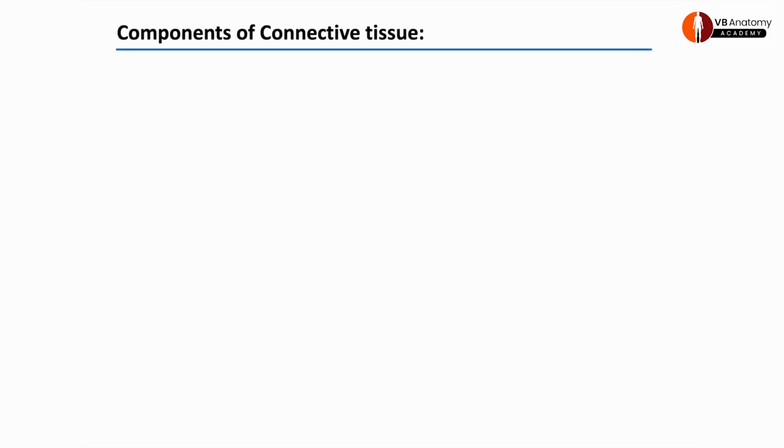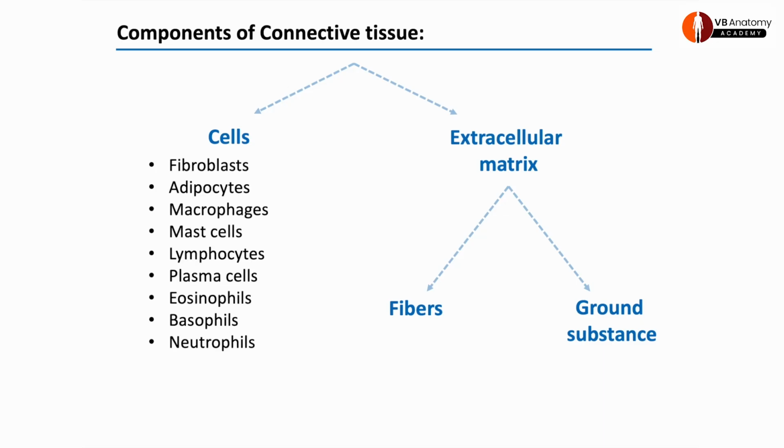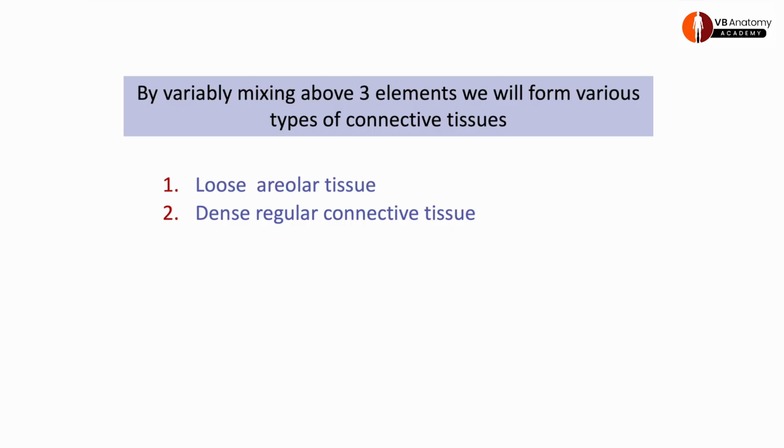First, understand that connective tissue is made up of cells and extracellular matrix, which is made up of fibers and ground substance. You've got three items here: cells, fibers, ground substance. In your class, you must have been told there are many cells, there are many fibers, and so on. Just remember, variable mixing of cells, fibers, and ground substance results in various types of connective tissues. So, by variably mixing these three elements, you can draw loose areolar tissue, dense regular connective tissue, dense irregular connective tissue, and adipose tissue, which is what we are going to do today.